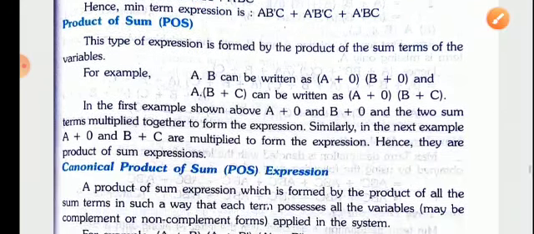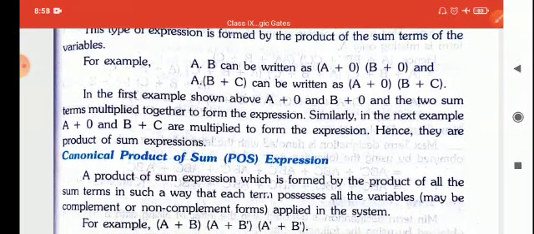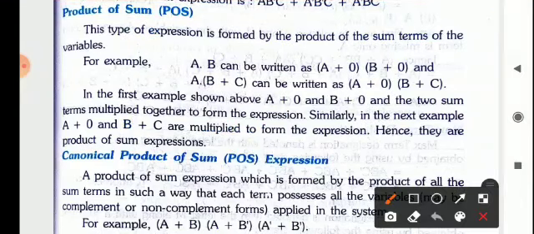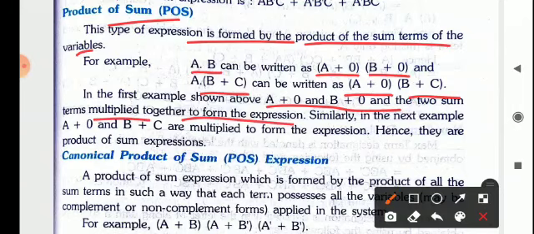Okay. Similarly, we come to product of sum. Now, what does this type of expression say? Product of sum is an expression formed by the product of sum terms. Now a dot b can be written as a plus 0 and b plus 0. Okay. A dot b plus c can be written as a plus 0 and b plus c. In this you can see a plus 0 and b plus 0, two sum terms multiplied together to form the expression. Okay.